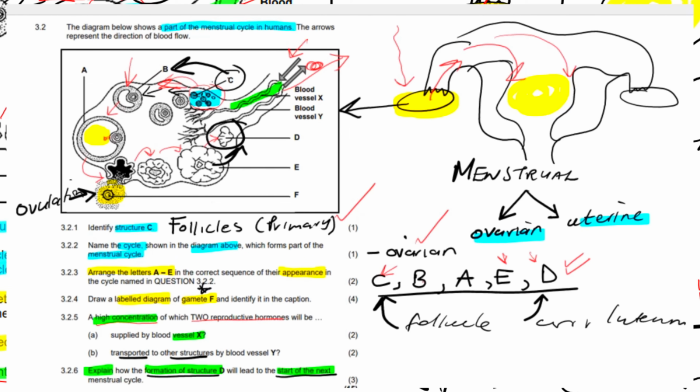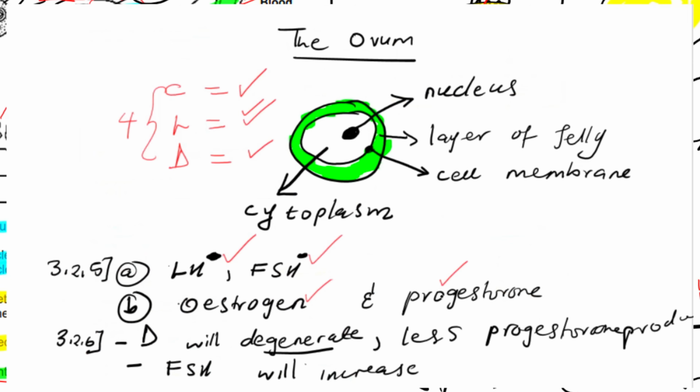So when progesterone is secreted, it actually stops the secretion of FSH. So now that there is less progesterone that is secreted, then the FSH will increase, and this will eventually cause the next cycle to occur or to begin. So now I think you can get marks for saying that part D, or the corpus luteum, will do what? Will degenerate, causing less progesterone to be produced, right?